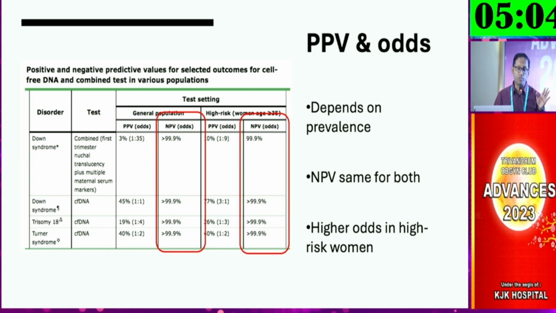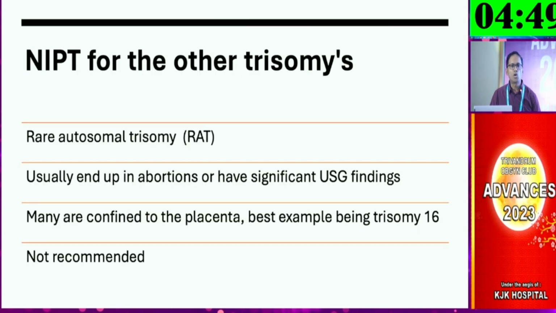So if two women come into your OP and both of them have got different tests done, but the same results, combined test negative for one, NIPT negative for one, the risk of having a baby with Down syndrome is exactly the same for both of them. It's less than 0.01%. Now what about other trisomies?